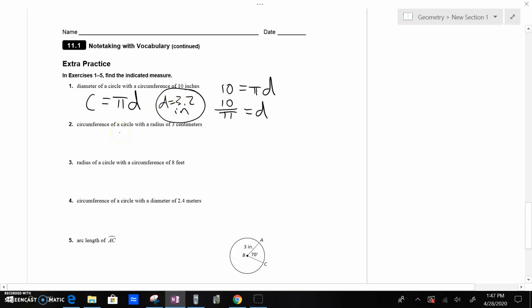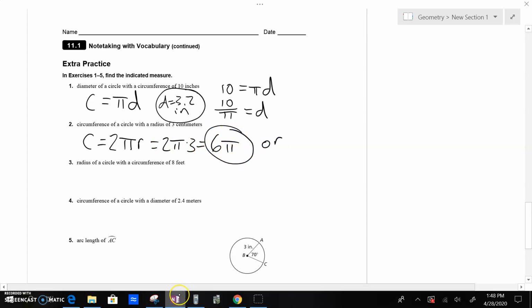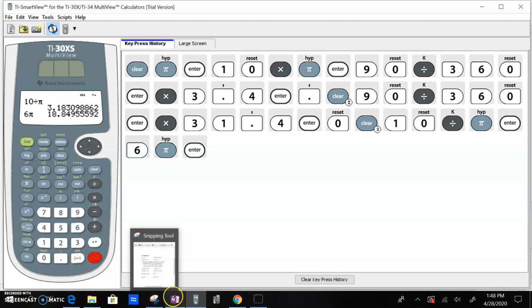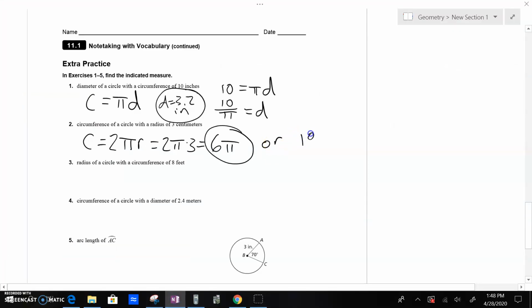Second one, circumference of a circle is what we're trying to find with a radius of 3. So circumference is 2 times pi times r. So 2 times pi times 3, which would be 2 times 3 is 6, so 6 pi. Sometimes you just leave it as 6 pi, or if you're asked to round, you just go to your calculator and literally hit 6 pi and let your calculator do the work for you, and it's 18.8 in this case. So we'd say, okay, that's 18.8 centimeters.